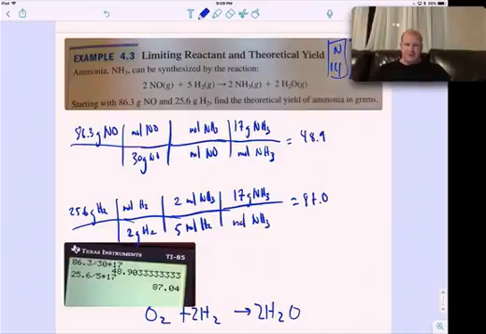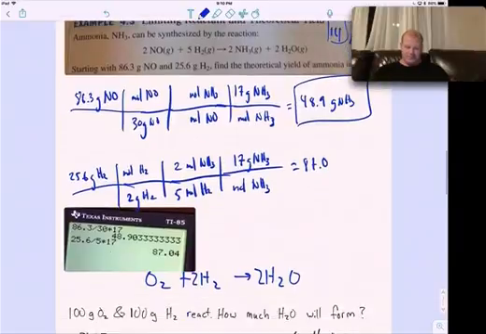Okay, so if you look at this, we have 48.9 grams ammonia from nitrogen monoxide and 87 grams ammonia from hydrogen. In this case, you have to go for the lowest one, and I will write the unit there. And that's the answer: 48.9, go for the lowest one.